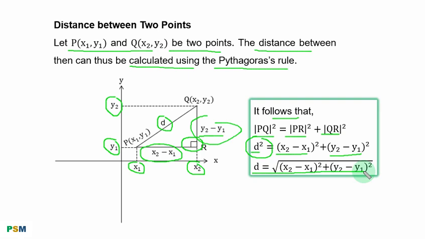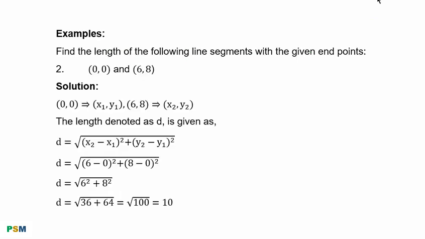So, the distance between any 2 given points can be obtained using this formula. You can say that this is the first ordered pair, then Q is the second ordered pair. Examples number 2. Find the length of the following line segments with the given end points. The length is the same as the distance.